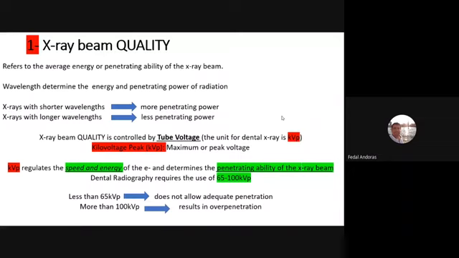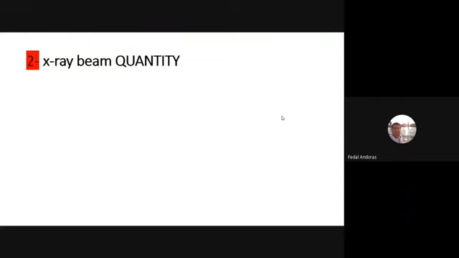And more than 100 kVp will result in over-penetration. Again, it will harm the patient and will be over-penetration. And in the last slides for today, I will show you the effect of the X-ray when it hits matter. So increasing the kV will not add to our aim of getting a good radiograph. This was about the quality.